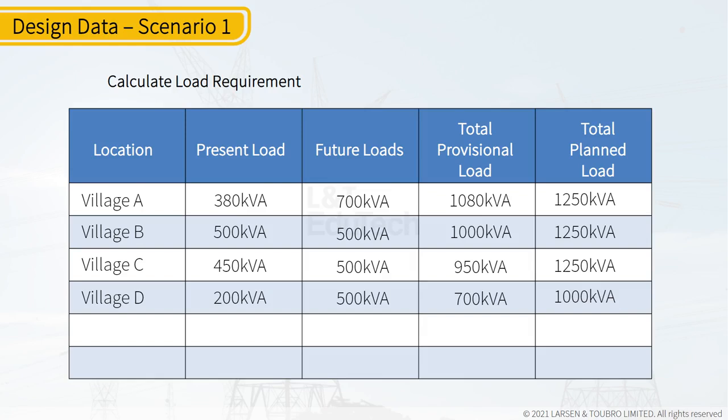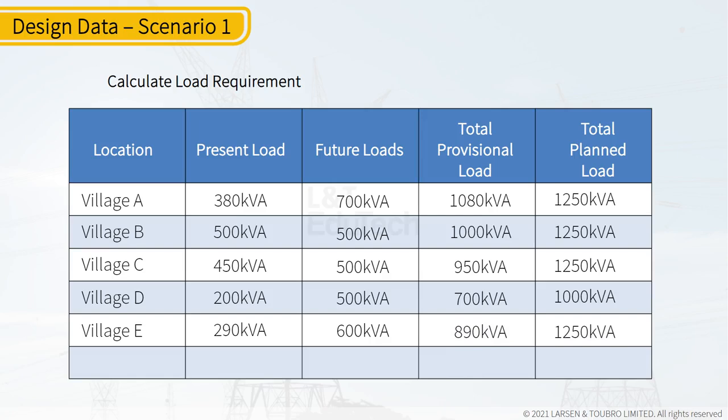Next, for village E, present calculated load is 290 kVA, future load is 600 kVA, total provisional load is 890 kVA, and planned load is 1250 kVA.